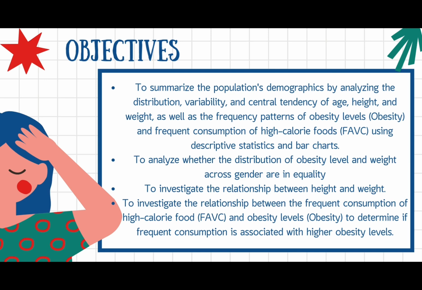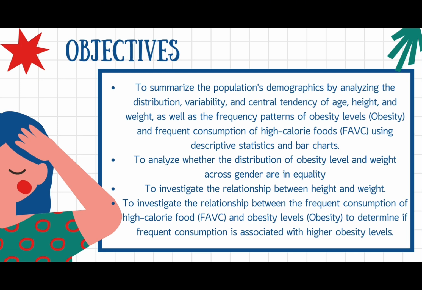Moving on to the first objective, which is to summarize the population's demographics by analyzing the distribution, variability, and central tendency of age, height, and weight, as well as the frequency patterns of obesity levels, obesity, and frequent consumption of high-calorie foods, FAVC, using descriptive statistics and bar charts.